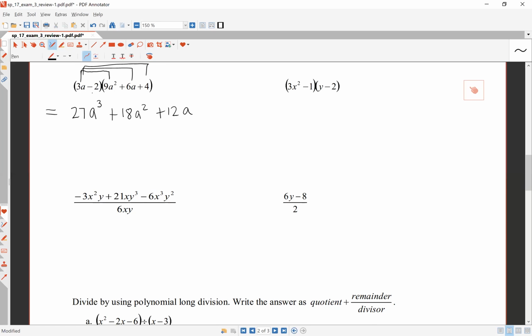And now we move on to the negative 2 and distribute it. Negative 2 times 9a squared is negative 18a squared. Negative 2 times 6a is negative 12a. And negative 2 times positive 4 is negative 8. Those middle terms there are all opposites of each other, so they cancel, and we're left with 27a cubed minus 8.